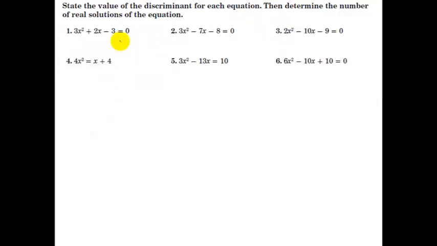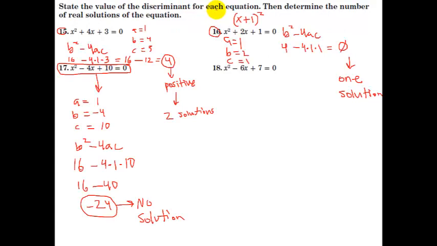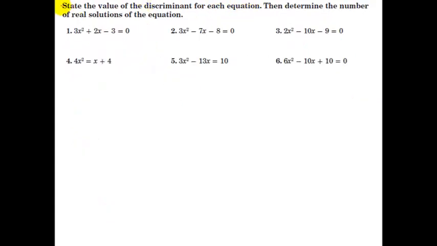Alright, moving right along. Now we're actually going to use, state the value of the discriminant for each equation, then determine the number of solutions. That's the same directions. Okay, let's cancel these directions and say, get the roots. That's what I meant it to be, sorry. Let's say, get the roots. Okay, so let's just try two of them. Let's try number 1 first.